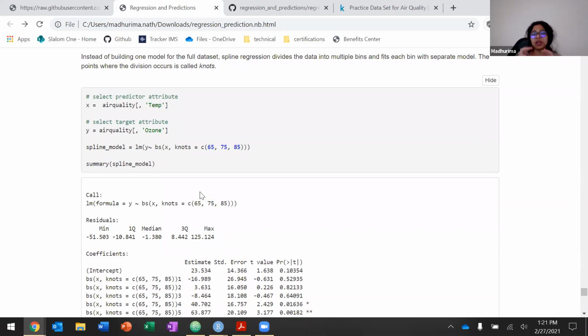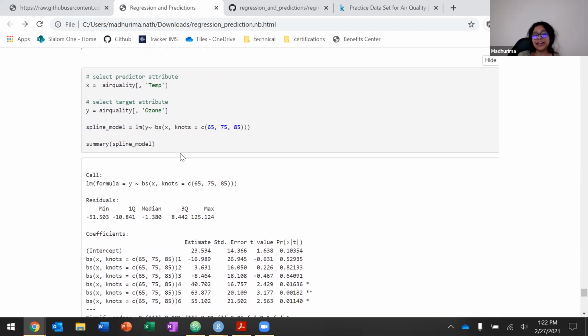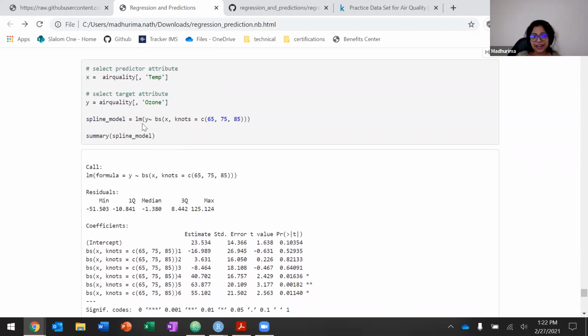You divide the whole data set into different points, and we call them knots, and you can define what those knots are. You can specify them for the spline, and then the model will build up to that point itself instead of building up for the whole data set. Hope that makes sense. I did the same thing again, defining my knots as 65, 75, 85, just some numbers I chose.